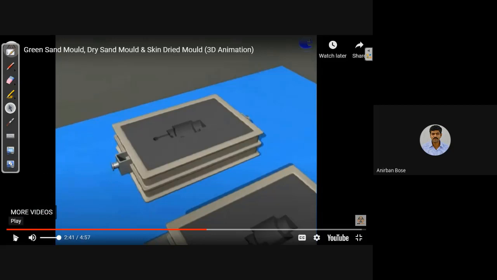So this is about the gating system: how the molten metal passes from the pouring basin, then through the runner, and then finally through the gate to the mold cavity.